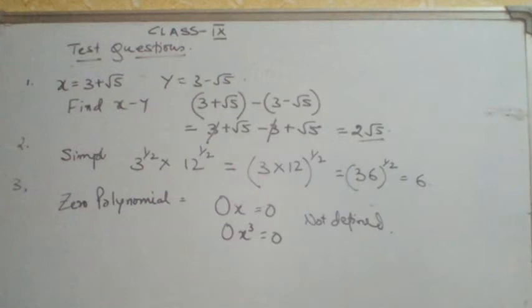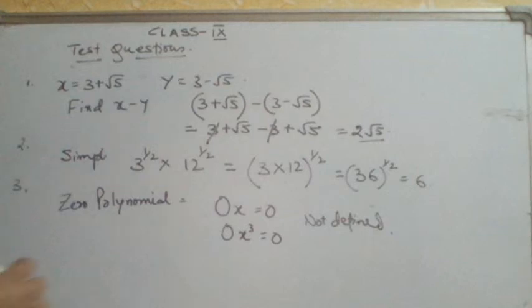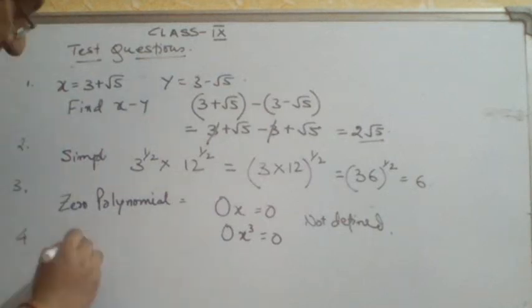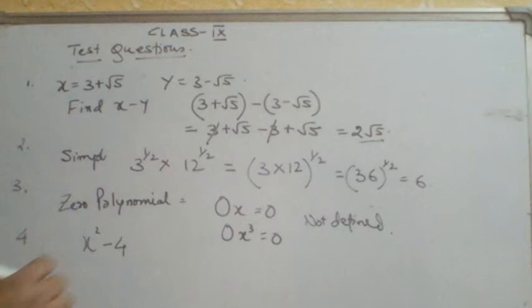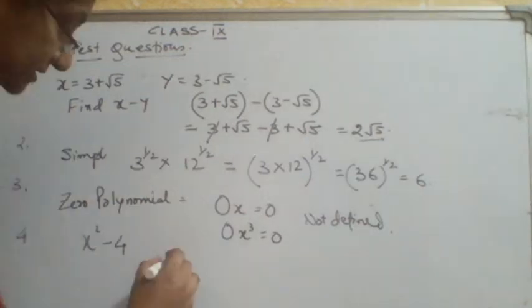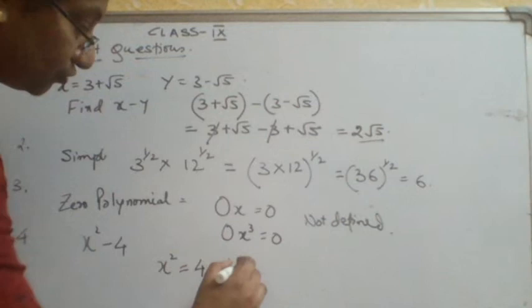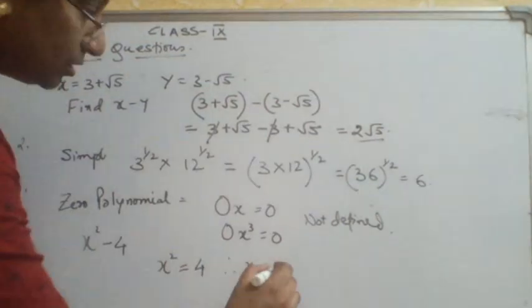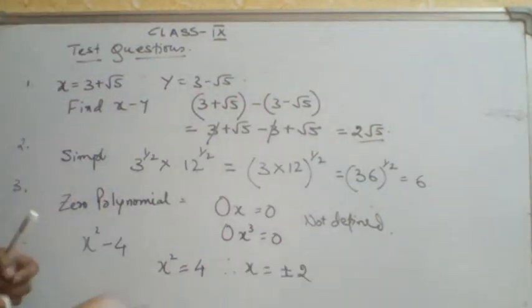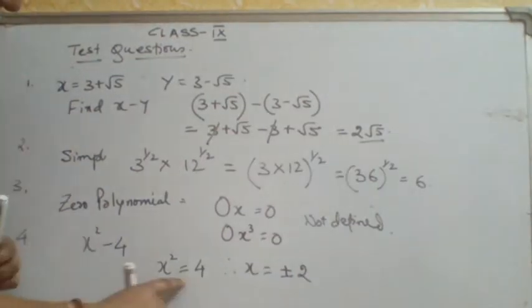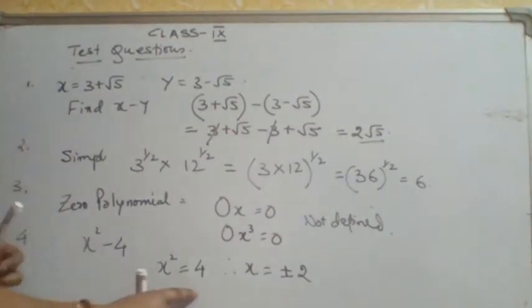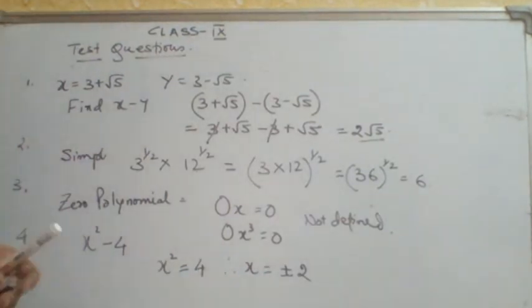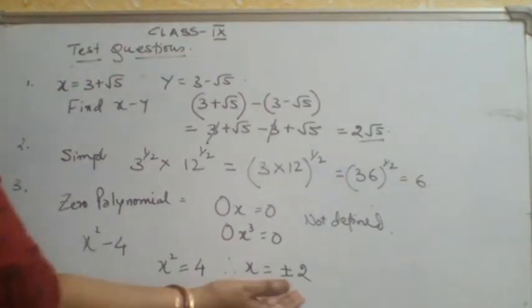Now the fourth question is, what are the zeros of x square minus 4? x square equals 4, therefore x is equal to plus minus 2. Not just plus 2. Often you just write x is equal to 2, but it is not so. When you are doing algebra, remember x equals minus 2 also. There are two zeros, since the degree is 2. Maximum 2 zeros are possible. The 2 zeros are plus 2 and minus 2.